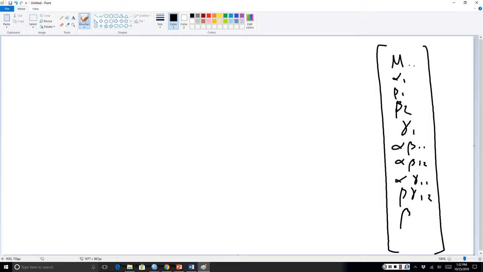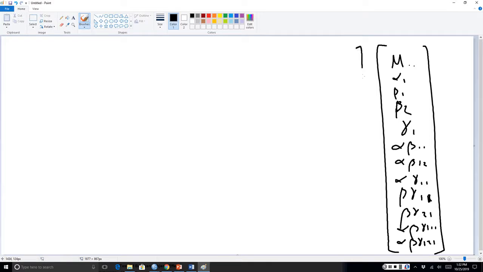Beta, gamma, that's not right, not 1, 2. It's 1, 1. Beta, gamma, 2, 1. Alpha, beta, gamma, 1, 1, 1. And alpha, beta, gamma, 1, 2, 1. Okay, so I made one little mistake.